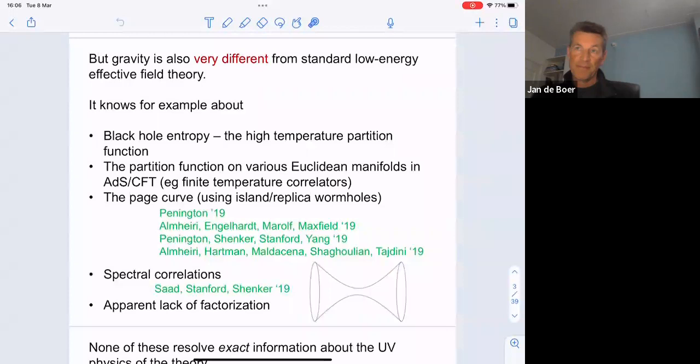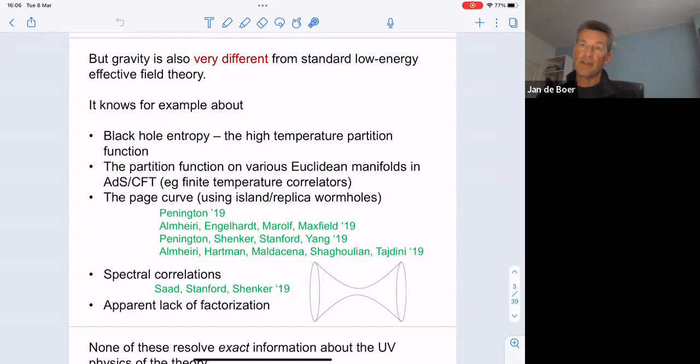Low energy effective field theory also knows about the Page curve. This is a fairly famous development of the last few years. You can get the Page curve out using only semi-classical gravitational methods. It's a bit of a delicate question whether this is really an observation that is purely within semi-classical gravity or whether it uses other ingredients.